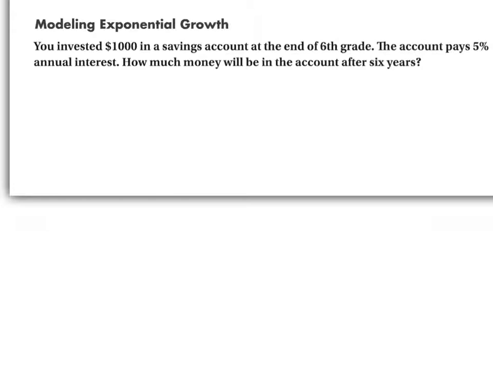Decay, of course, would be you put in $1,000 and 6 years later you take out less than $1,000. It cost you money to put it aside. So we're going to use exponential growth. So therefore our equation is going to be A of t equals little a times 1 plus r, because it's growth, raised to the t power.